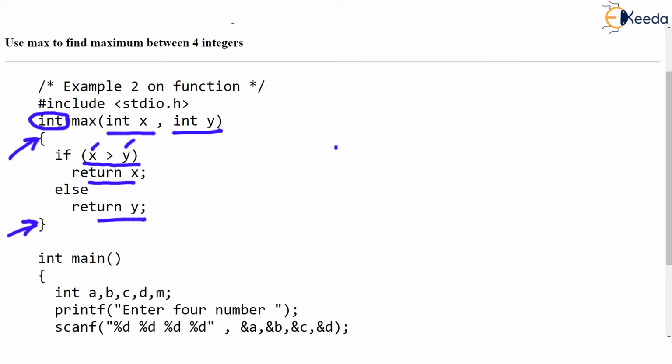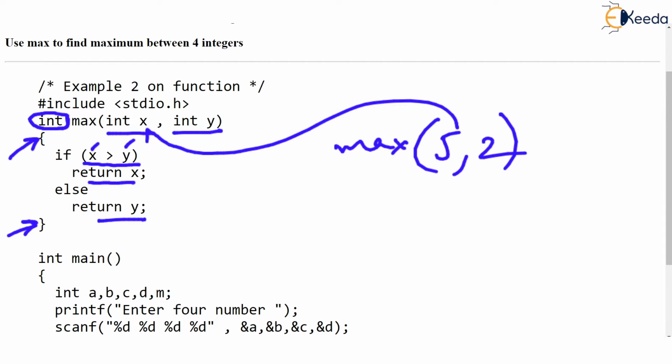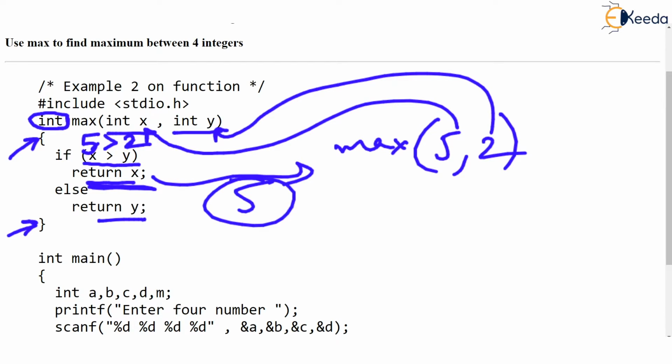Just imagine this max is called from main as follows, 5 comma 2. Now this 5 will go in x, the first parameter, and 2 will go in y, the second parameter. Now we are checking, is 5 greater than 2, which is true. So the function is going to return back 5. Of course, 5 is larger between 5 and 2. So that's how we have designed the function.